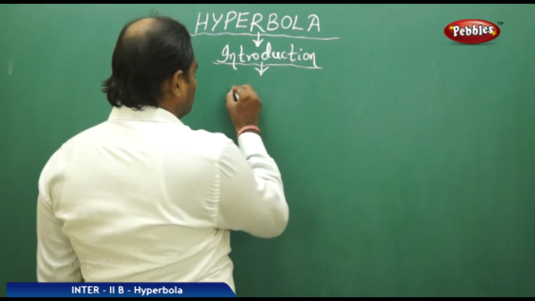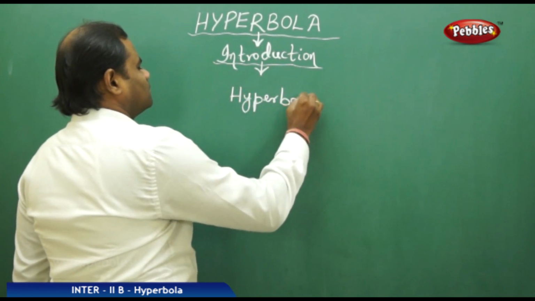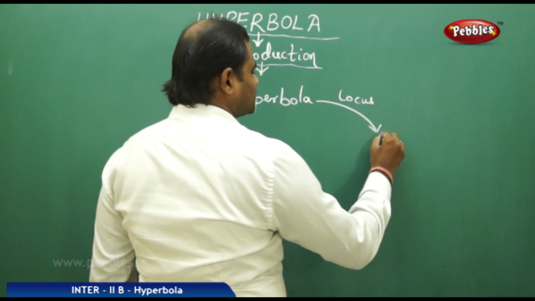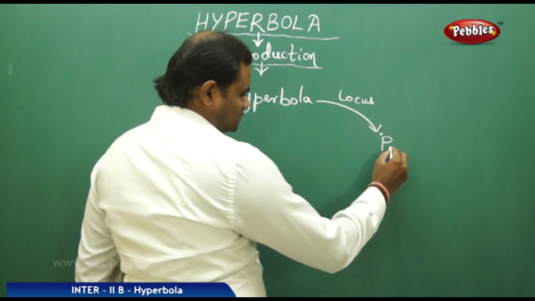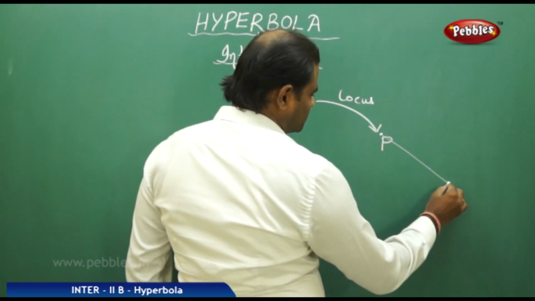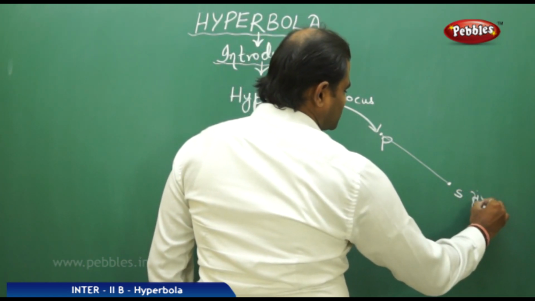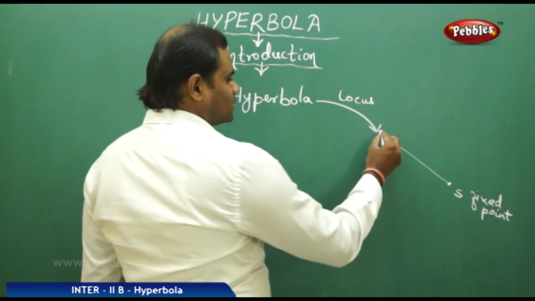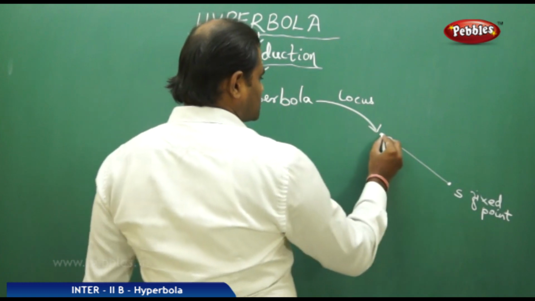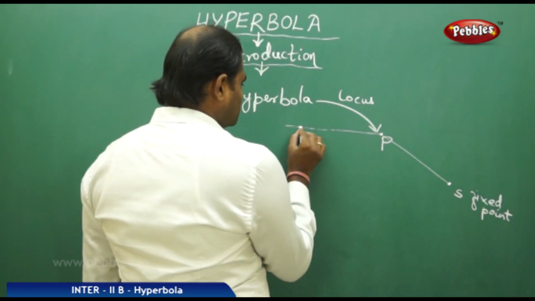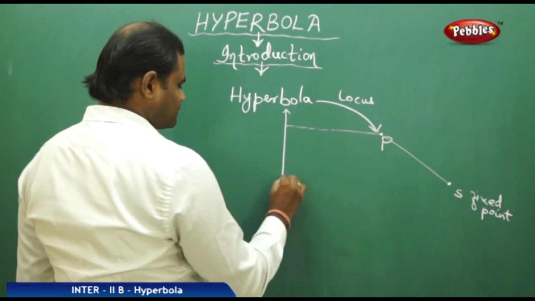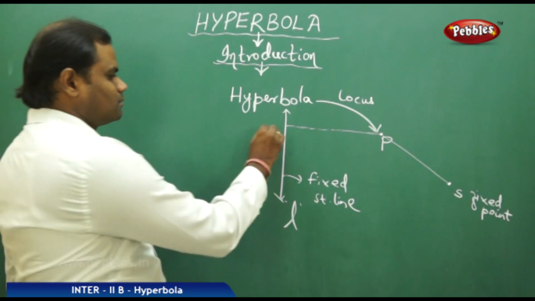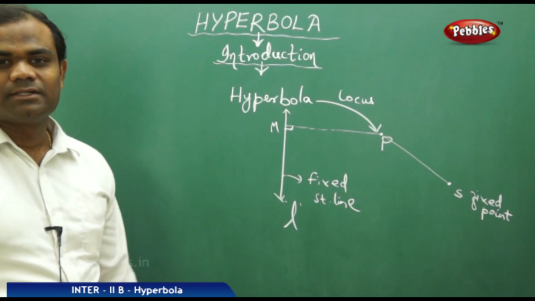Now, as we know, the hyperbola is the locus of a point P such that its distance from the fixed point, which I denote with S, is always greater than the distance from the fixed straight line. That is, if I take the perpendicular distance from P to the fixed straight line L, then we say that the locus is a hyperbola.